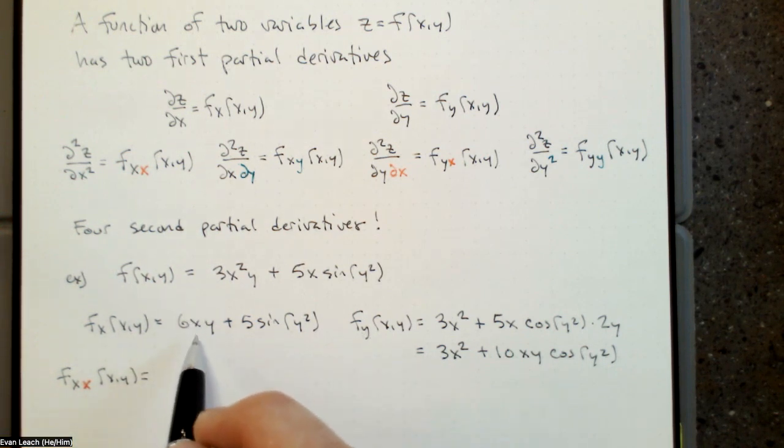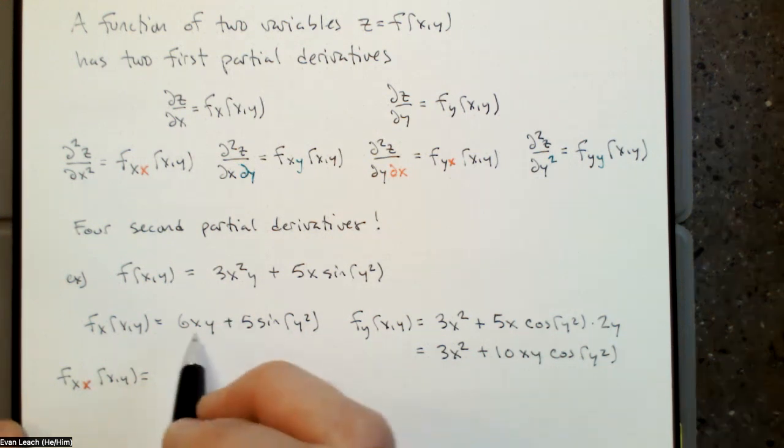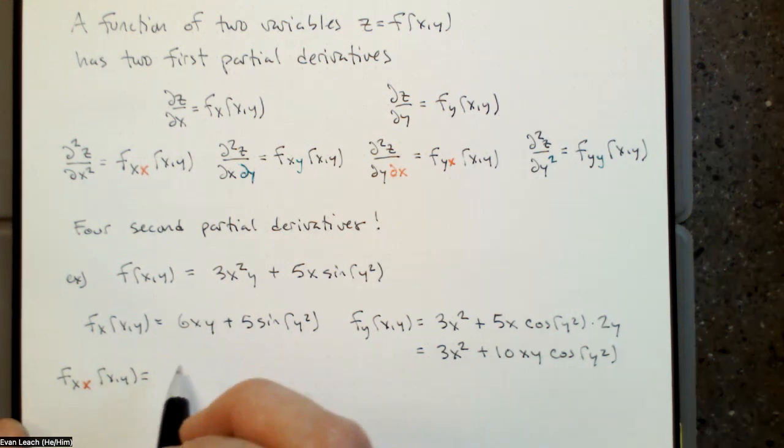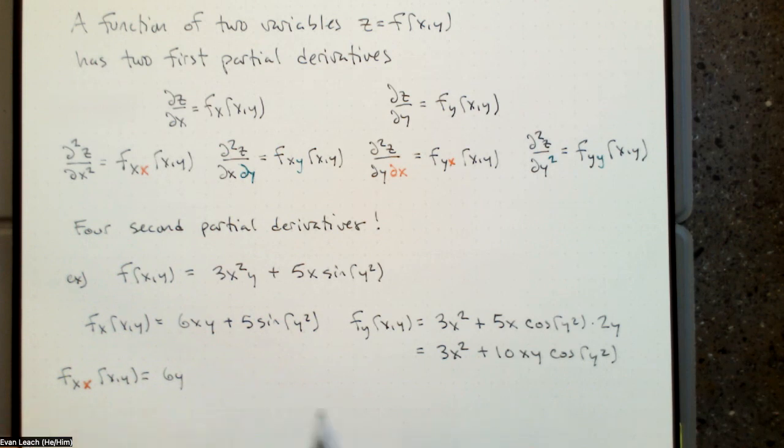the derivative of 6xy with respect to x, the derivative of x to the first is going to be 1. So I'm just going to get 6y from that term. Now in the second term, 5 sine y squared, there's no x in that term. So that term is constant. So 0 for that term in the second partial derivative.